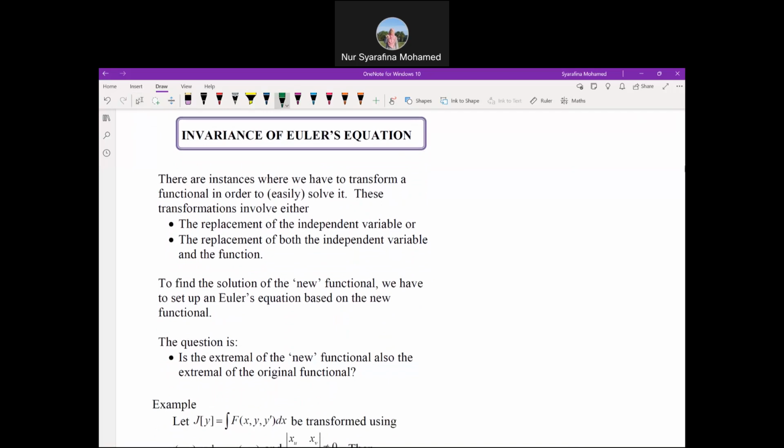Okay, so there are instances where we have to transform a functional in order to solve it easily. This transformation involves either the replacement of the independent variable or the replacement of both the independent variable and the function. So to find the solution of the new functional after we replace, we have to set up an Euler's equation based on our new functional, which consists of the new variable. So the question is, is the extremal of the new functional also the extremal of the original functional? Right, so let's take a look.